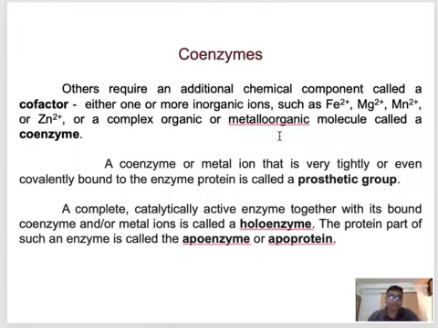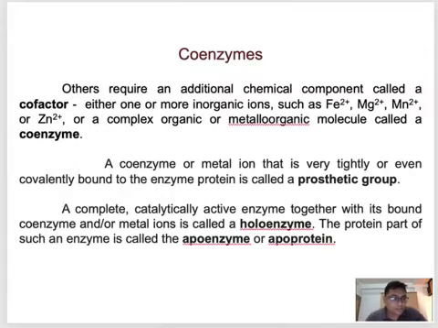A coenzyme or metal ion that is very tightly or even covalently bound to the enzyme protein is called a prosthetic group. A complete catalytically active enzyme together with its bound coenzyme and/or metal ions is called a holoenzyme. The protein part of such an enzyme is called the apoenzyme or apoprotein. I mean, the protein part of the enzyme itself is called apoenzyme, and when this apoenzyme is bound with its coenzyme or cofactor, it is called holoenzyme.